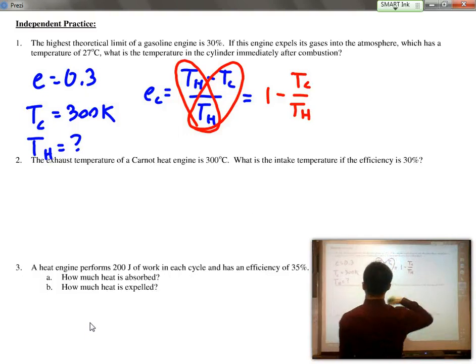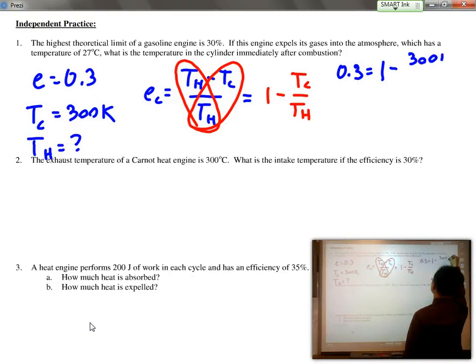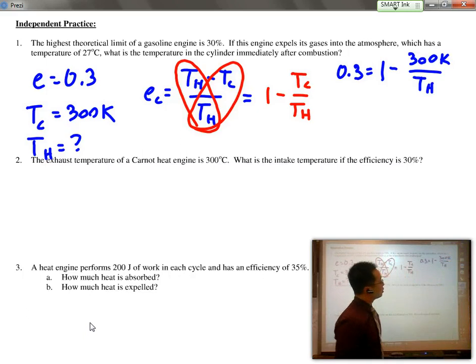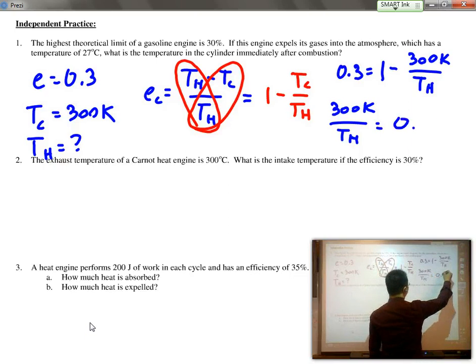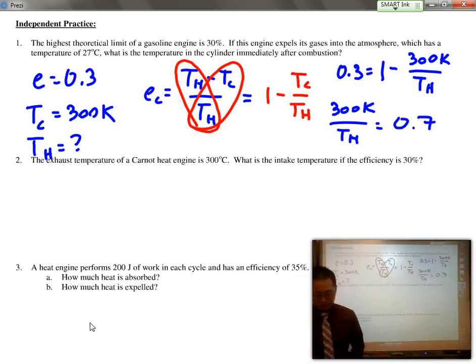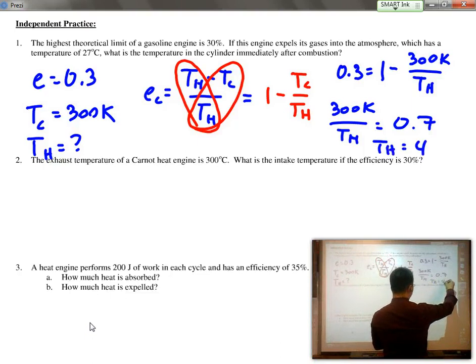Okay, so we end up with 0.3 equals 1 minus 300 Kelvin over TH. So that means we end up with 300 Kelvin over TH is equal to 0.7. And if we work it out, TH is then equal to 428.6 Kelvin.